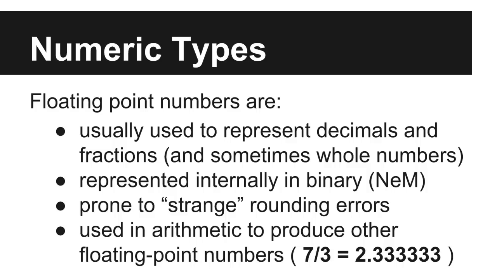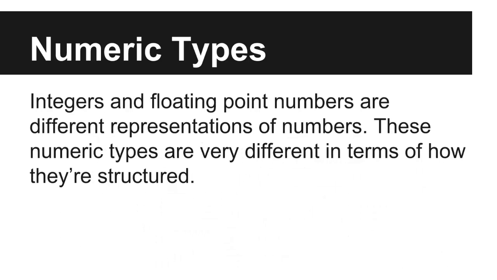They're represented internally in binary, where you have some significand times 10 to some exponent. And floating point numbers, when we do them with arithmetic, we produce other floating point numbers. So if you do something like 7 divided by 3, you'll get 2.333333. There'll actually be 2 followed by 14 threes. But floating point numbers are prone to some strange rounding errors. When I say strange, what I actually just mean is unreliable. Fundamentally, though, integers and floating point numbers are different ways to represent numbers.